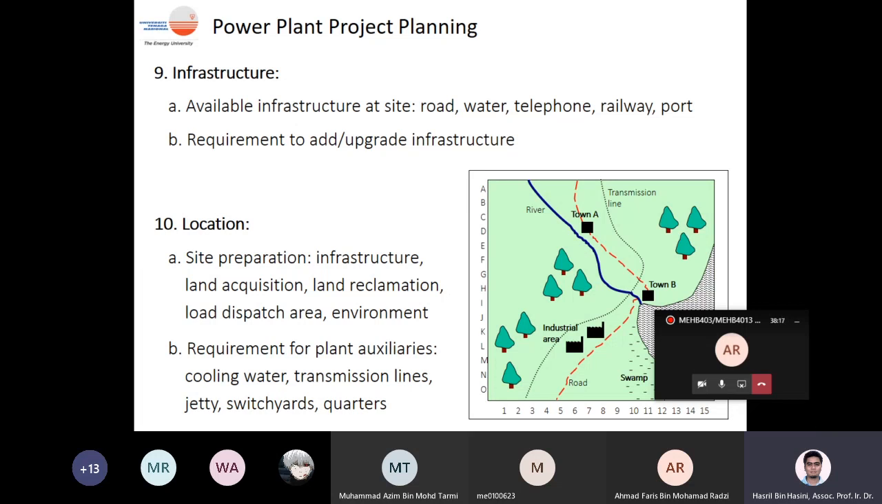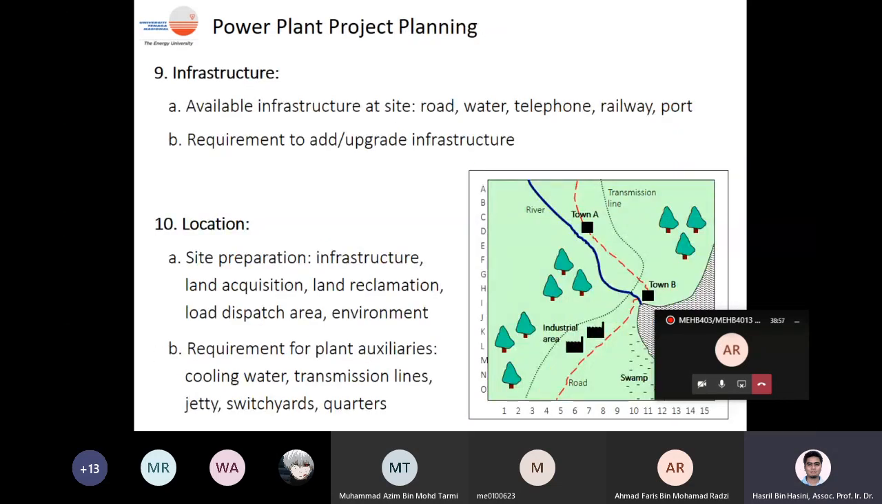The cooling water: you might want to use your cooling water directly from the sea, or you have to construct a new cooling tower for the cooling water system. Then you need to look at the transmission line, whether there is any existing transmission line or you have to construct a new one. This is another consideration, because a new transmission line can cost you a lot of money to build. Then jetty, switch yards, and also quarters for the operators.